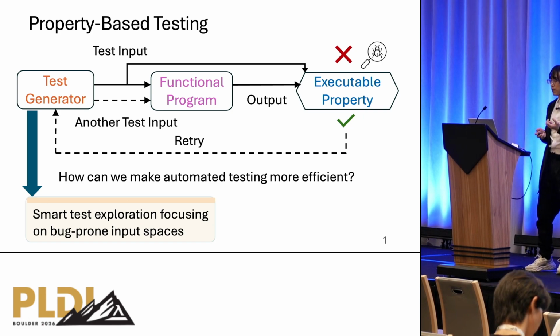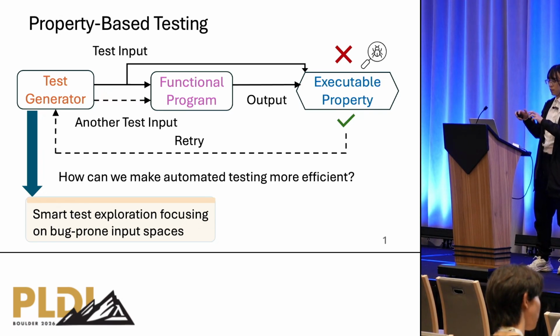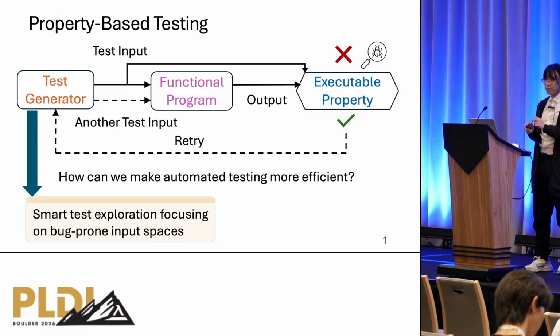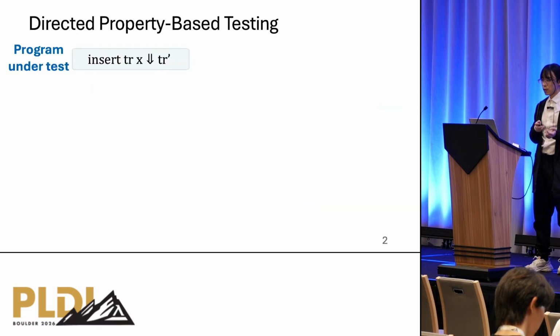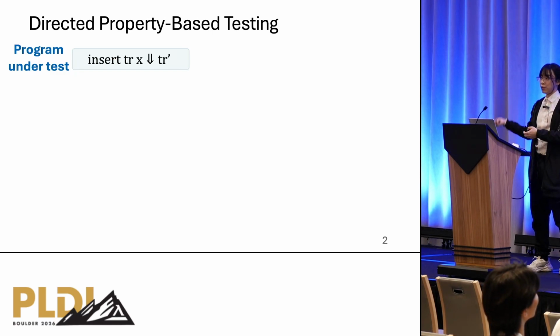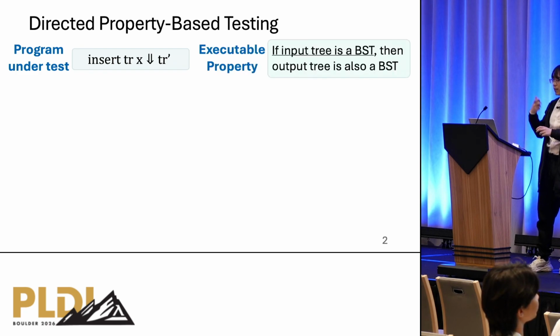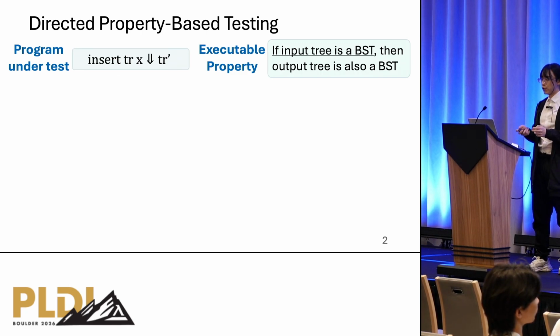One idea of property-based testing is that the test generator needs to do some smart exploration, focusing on the input space more likely to trigger a potential bug. And that smart exploration needs some guidance provided by the human. For example, if you want to test the insert function, which takes a tree and an element, then returns another tree. The property is: if the input tree is a binary search tree, or BST, then the output tree should also be a BST.